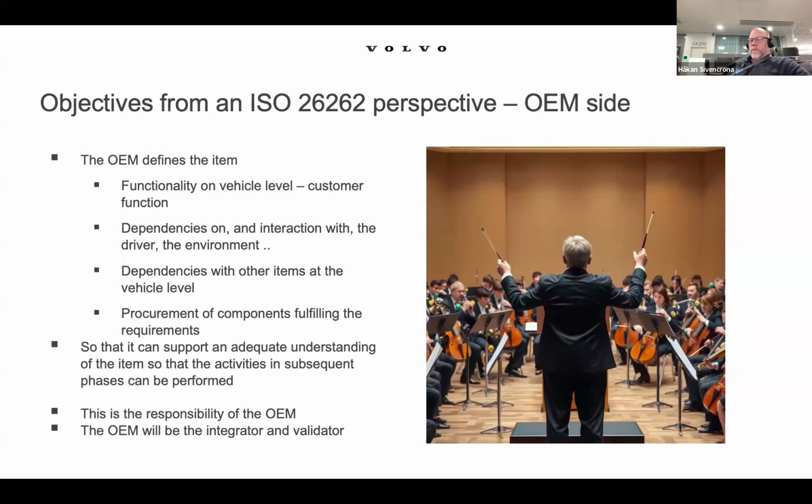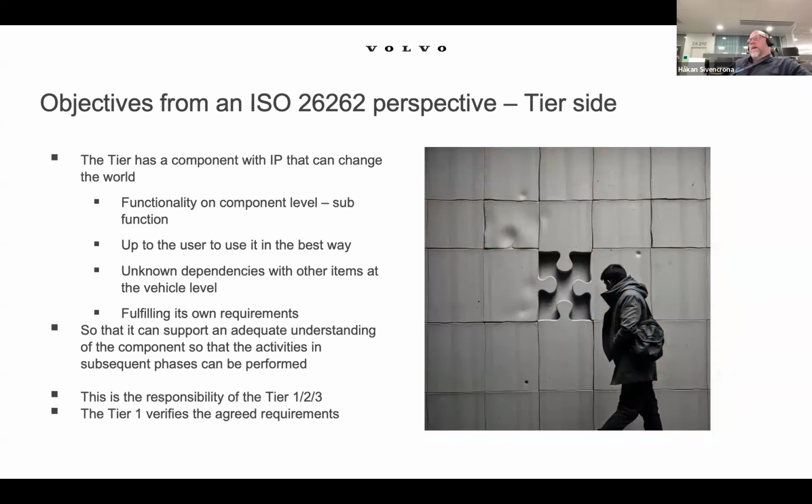But we see that we have a lot of dependencies, but that is the real responsibility of the OEM, of course, to integrate and to validate that it is safe. But if you look at the tier one side, tier two side, you see that, oh, here is a piece in the puzzle that is missing. The OEM really wants to have my product here. I can make this wall perfect with my component, right?